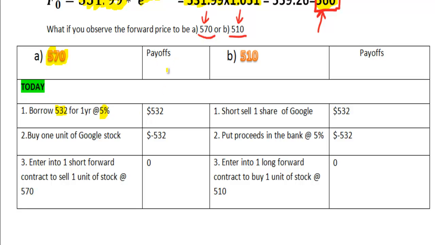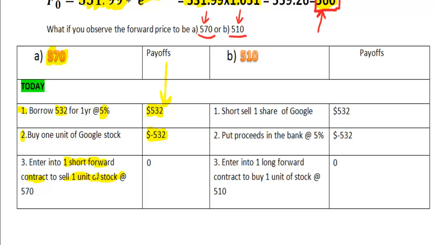So here in this column, I've got cash flows. When we borrow money, obviously we have a positive cash flow because we get money into our hands. So this is positive, we get 532. Now in step 2, we buy 1 unit of Google stock with this money. When we buy something, we get rid of cash. So with the cash that we borrowed, we purchase 1 unit of Google stock, and then we enter into one short forward contract.